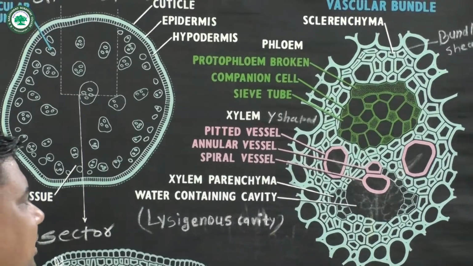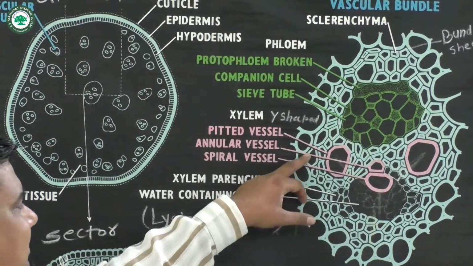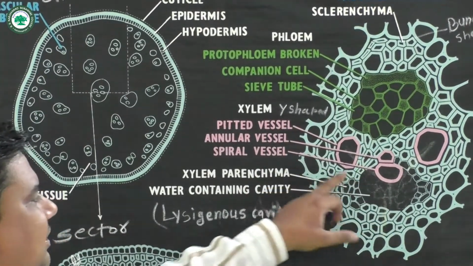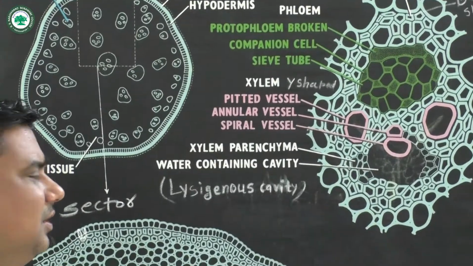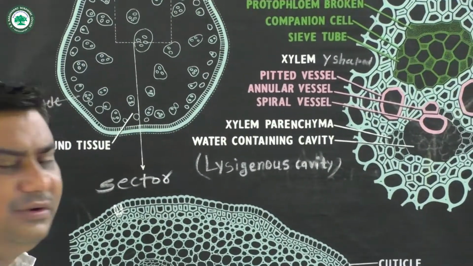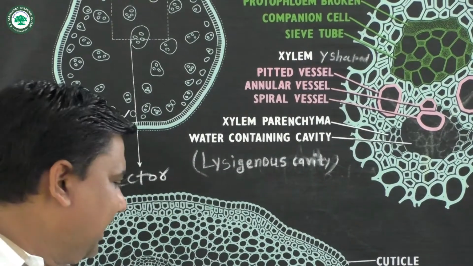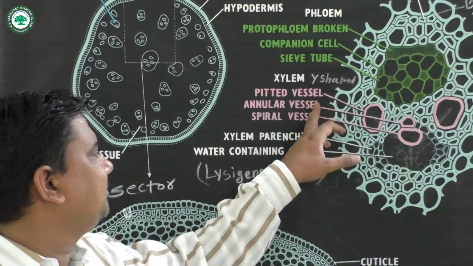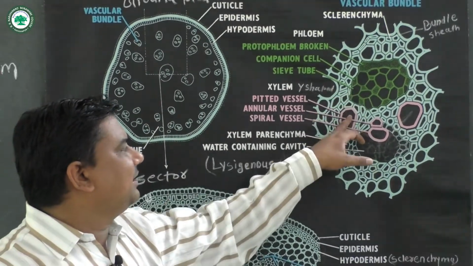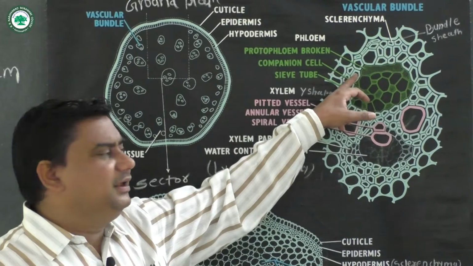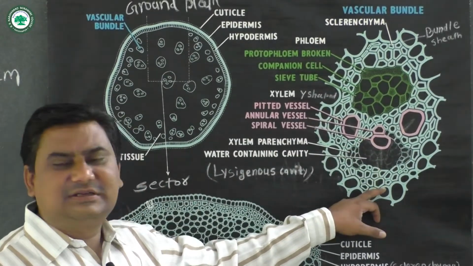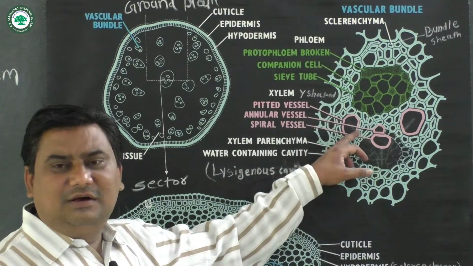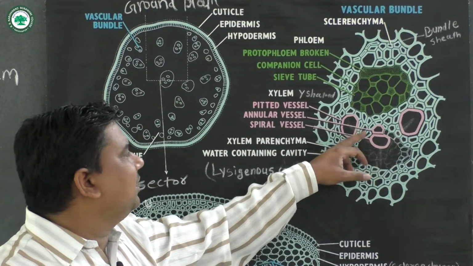Xylem consists of pitted vessels, then annular vessels, and the third one is spiral vessels. So again there are two xylem elements, metaxylem and protoxylem. Here metaxylem is towards the periphery and protoxylem towards the center. That's why again we call it the endarch type of vascular bundle.